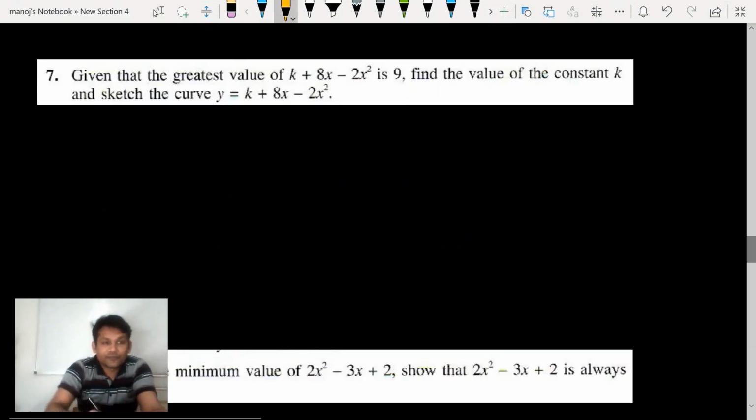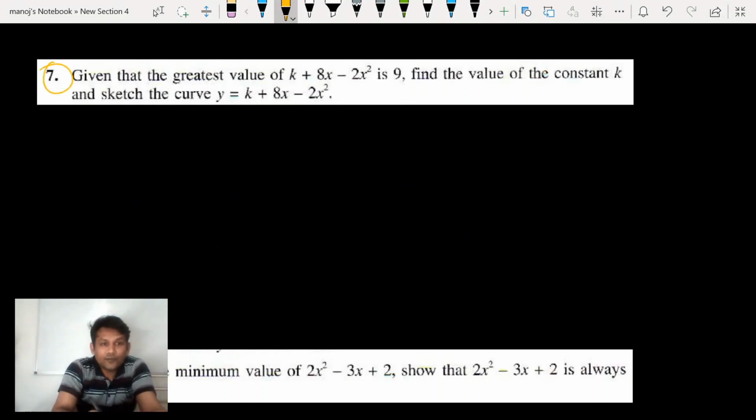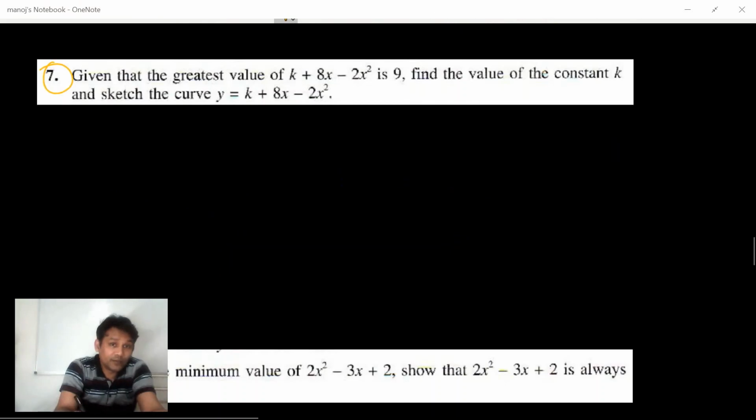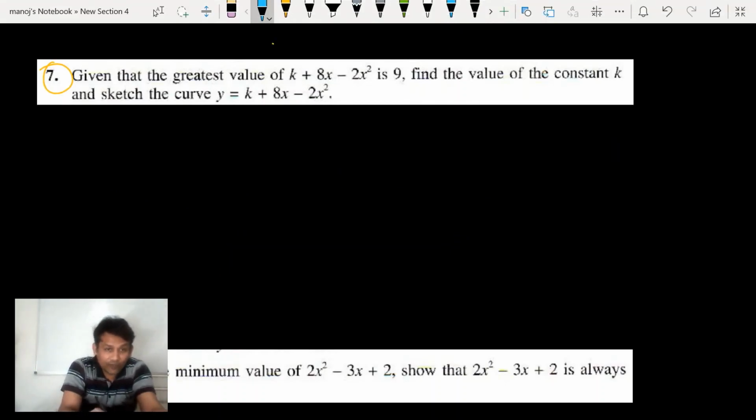question number 7. Given that the greatest value of this is 9, this is one of the important questions. We have this type of question in the exam, you can see. And I'll show you when I start this exercise, past papers. y equals k plus 8x minus 2x square.